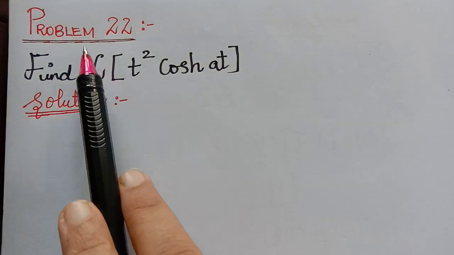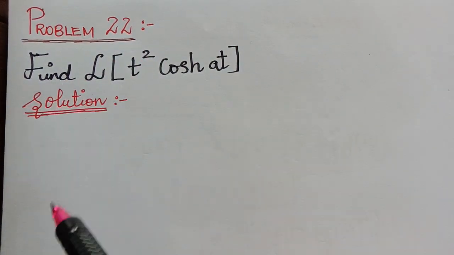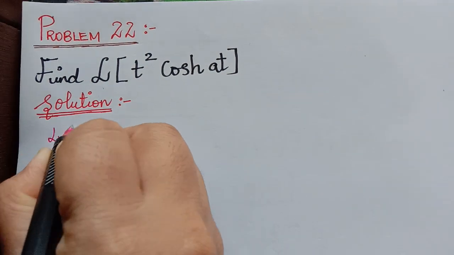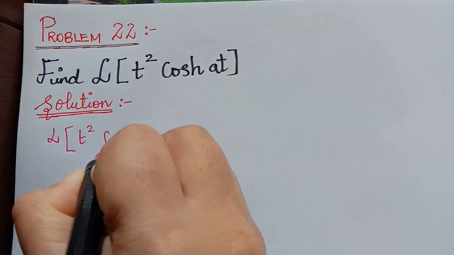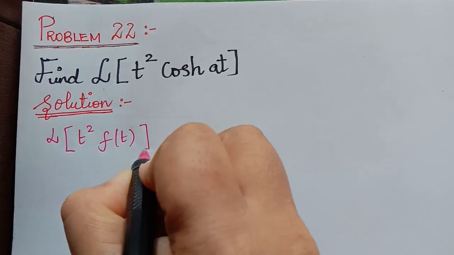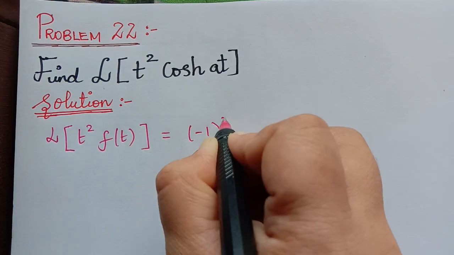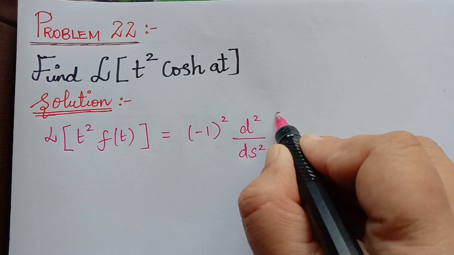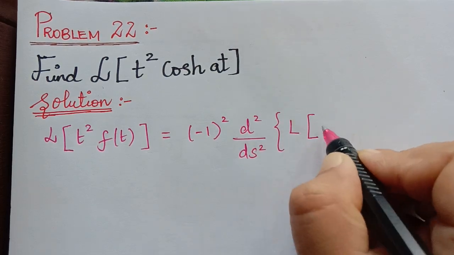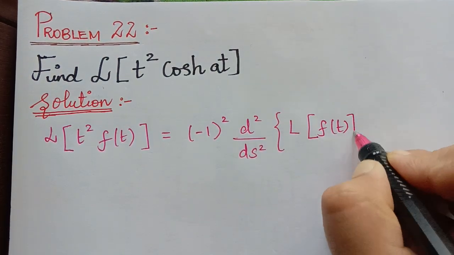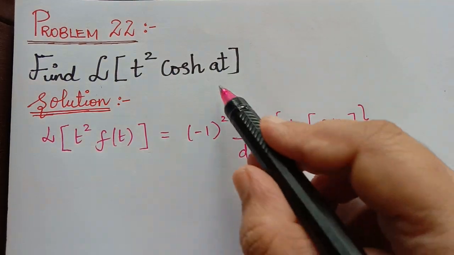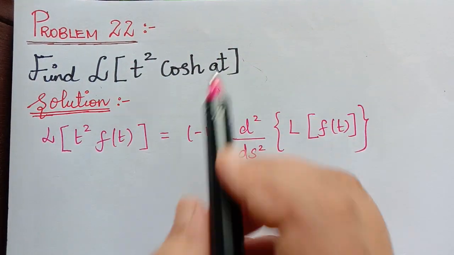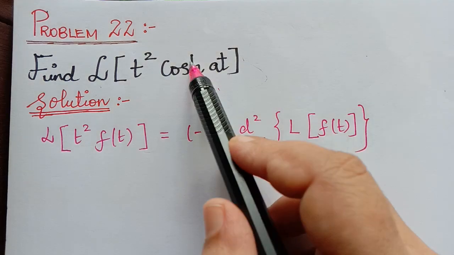So here we have the next problem 22, which is of the same type. So we know that Laplace transform of t square f of t is equal to negative 1 the whole square d square by ds square of L of f of t. So this is what we have to use over here in order to find the solution of this problem. So we will apply this.